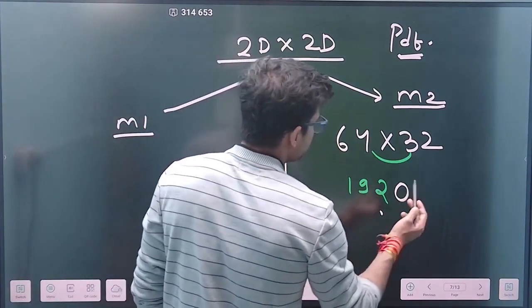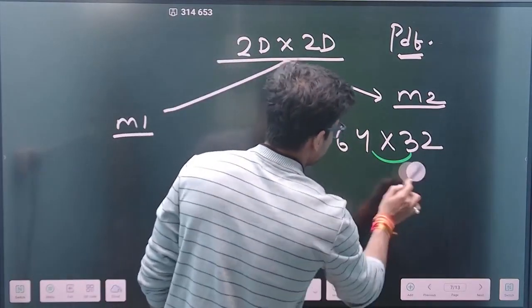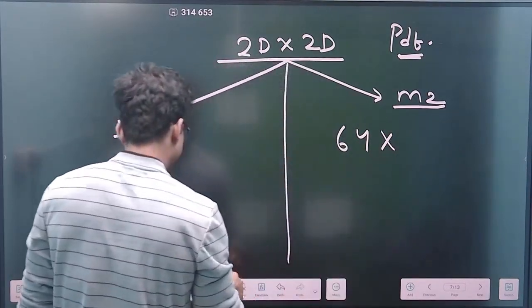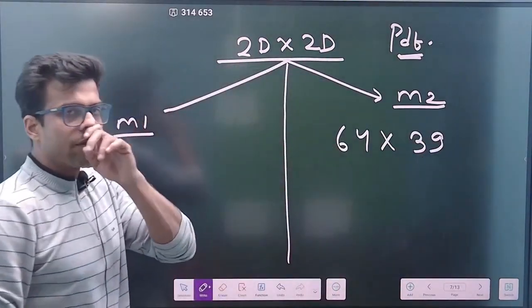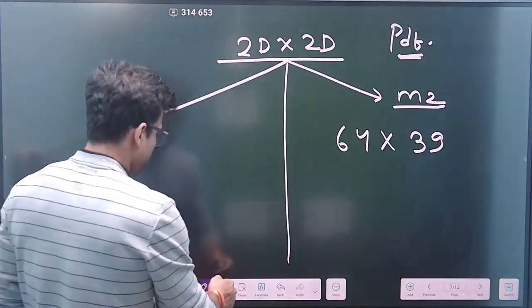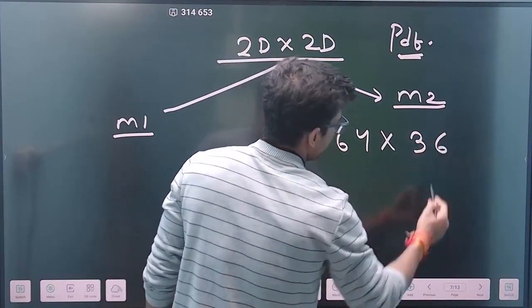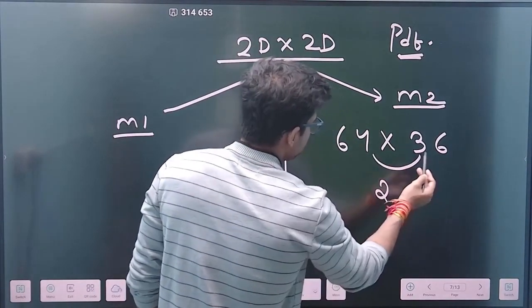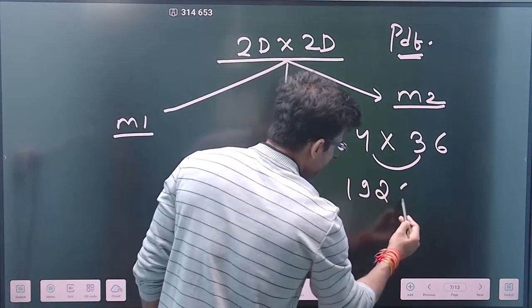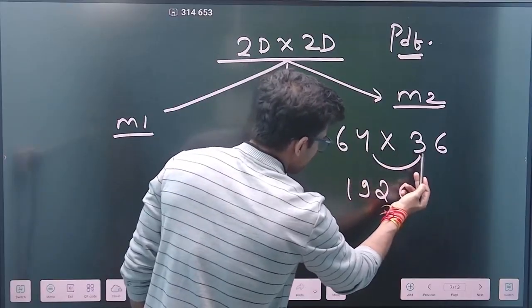Now suppose I take another number, 64 multiplied by 39. That will be good. Or you can go for 36 also. If I go for 36, now 6 4s are 24, 2 carry, 6 3s are 18, 20. Put 0 over here. Then 3 multiplied with 4, 3 multiplied by 6.